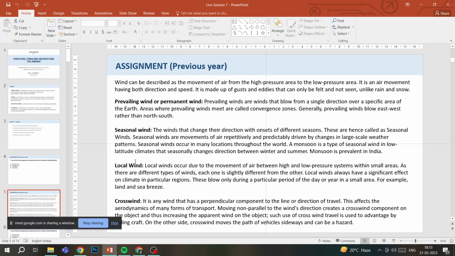Other things, for example rain and snow, can be felt and also seen, but wind cannot be seen, it can only be felt. So this is what wind is.